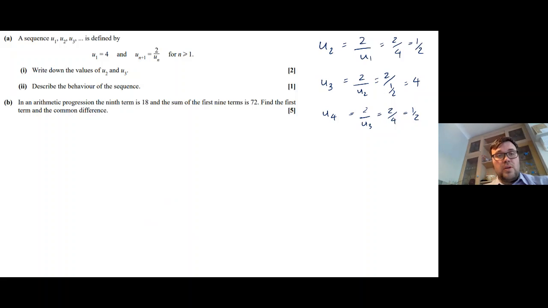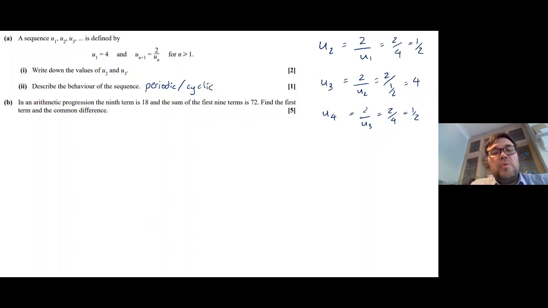So now you can say that any odd term is going to equal 4, and any even term is going to equal a half. So describe the behavior of the sequence. It's repeating, it's periodic, it's cyclic.